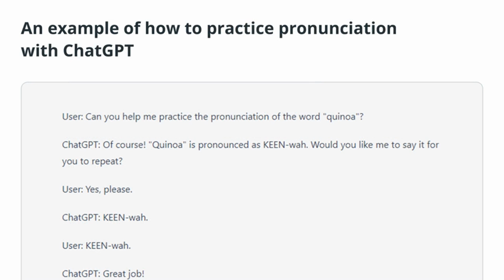Learn vocabulary. ChatGPT can also be used to expand one's vocabulary. Users can enter words or phrases in their target language that they want to learn, and ChatGPT will give definitions, translations and examples of how to use those terms in sentences. This is a helpful tool for creating a solid vocabulary base, which is essential for achieving fluency in a language.